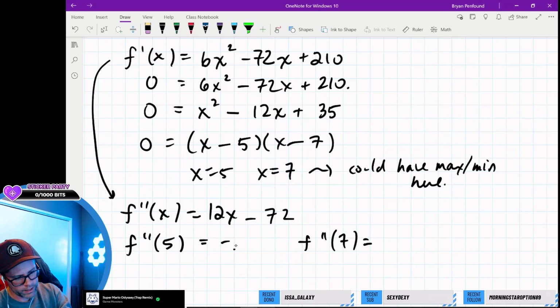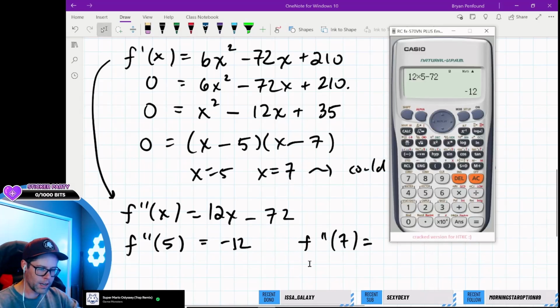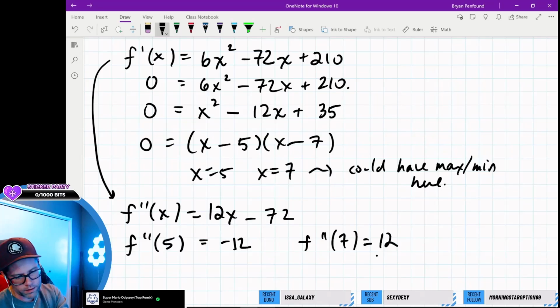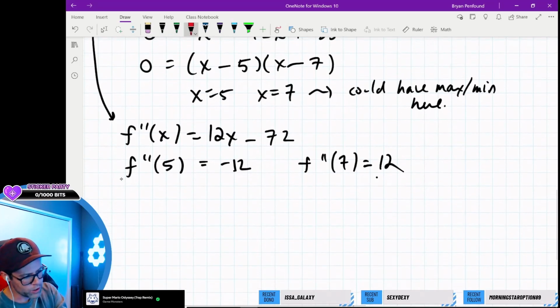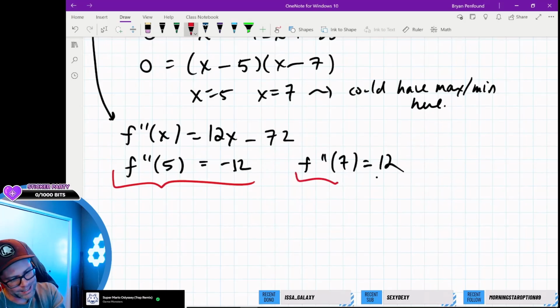Not negative 7, negative 12, and then I think if we put 7 in, that should be positive. So that will be positive 12. So that means we can make some conclusions now about what's happening at 5 and at 7.